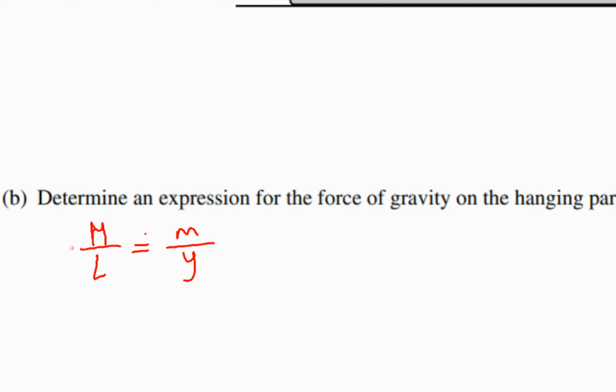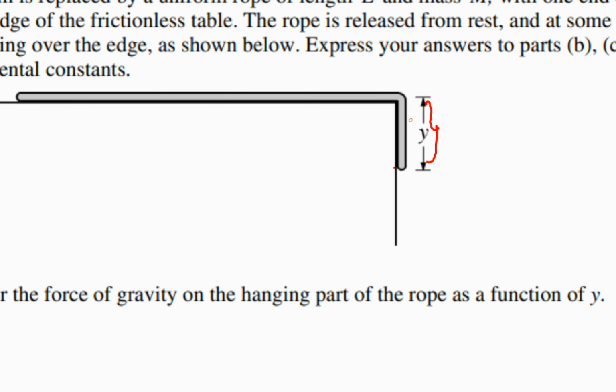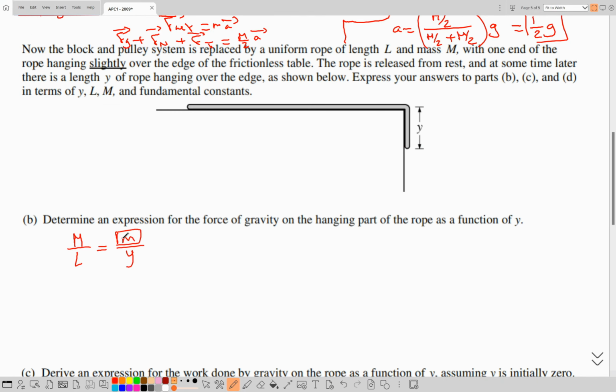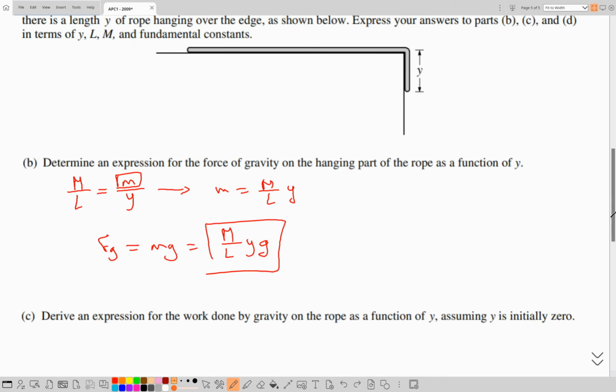What does this mean? This ratio, which represents the mass distribution, is equal to the mass m of the hanging rope associated with this length y, and we're interested in determining m. So m in this case is given by m divided by capital L multiplied by y, and indeed in this case the pull of gravity is given by mg, which is also given by m divided by L multiplied by y multiplied by g. And we have expressed our answers in terms of y, L, m, and fundamental constants.